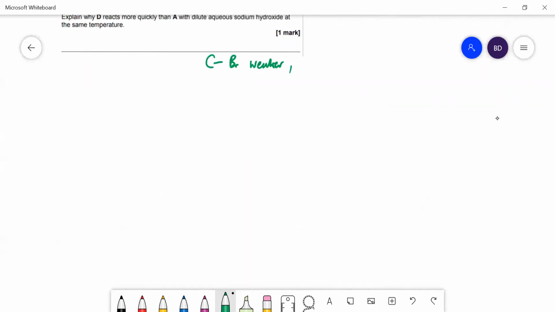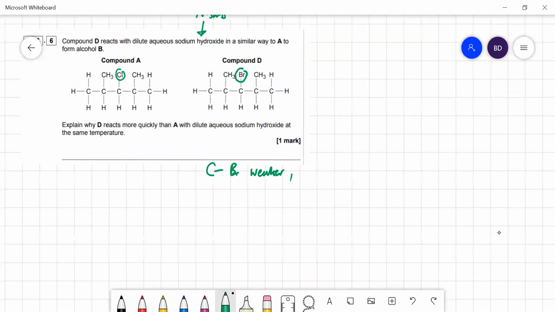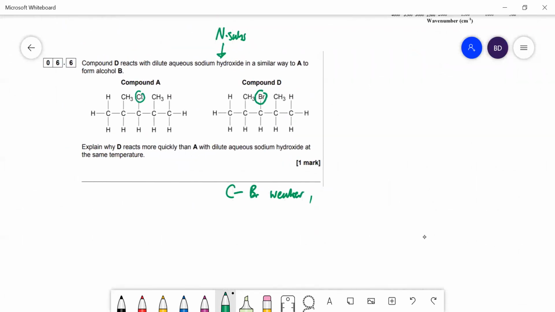Right, and that is the end of question 6. It's about halfway through the paper. I will carry on with that in the next video.